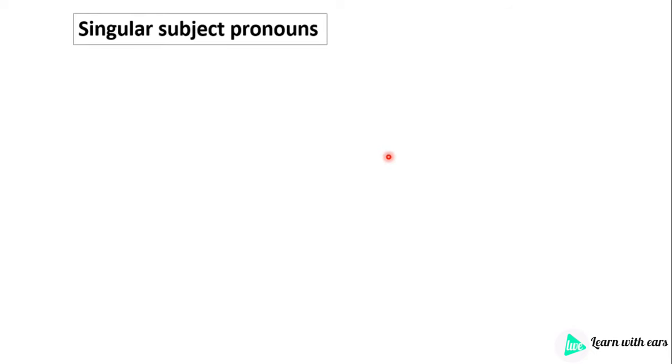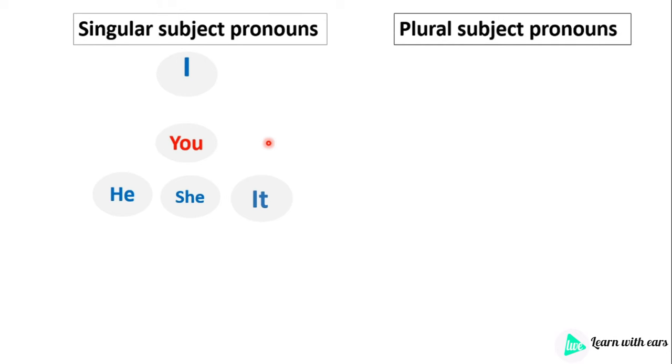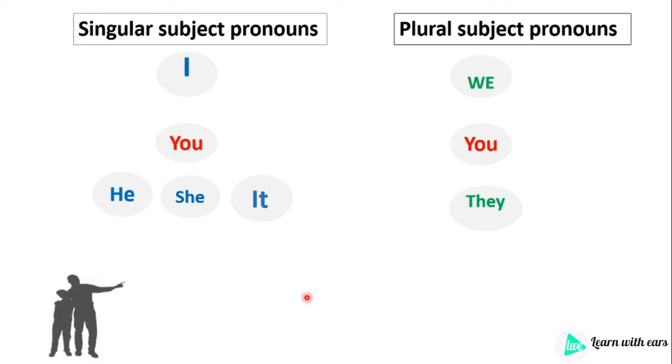Now let's see singular subject pronouns. I, you, he, she, it. Now let's see plural subject pronouns. These are we, you, and they. So you, we use as a singular subject pronoun and as a plural subject pronoun. Now there are two people, a person who is speaking and a person who is listening. So the person who is speaking is the first person and another is the second person.